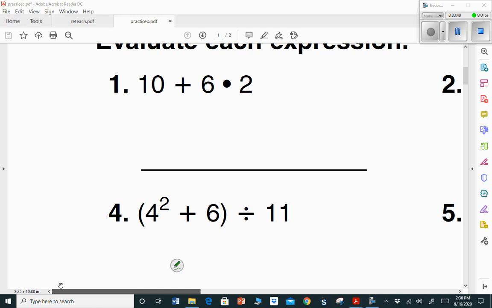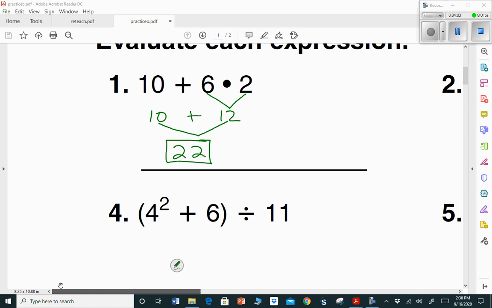10 plus 6 times 2. We do 6 times 2, which equals 12. And then we bring everything else down. Do not fail to bring everything else down. That's going to be very important in keeping everything straight. Then we'll have only one operation, which is addition, so we just go ahead and do that. 10 plus 12 is 22.